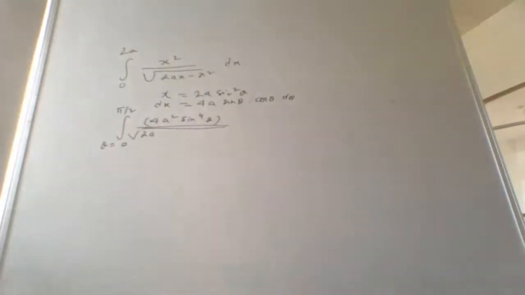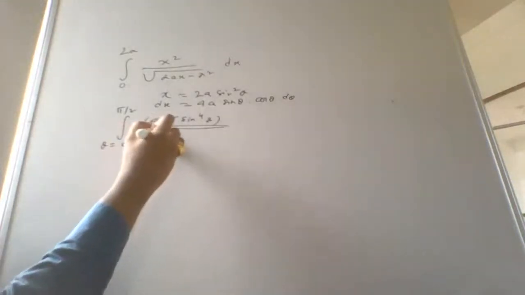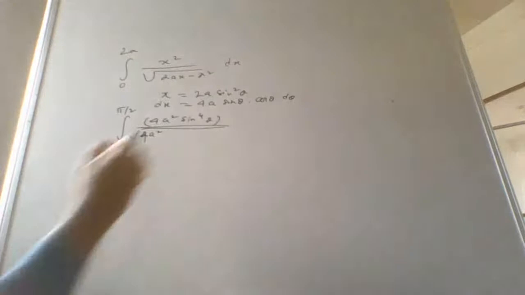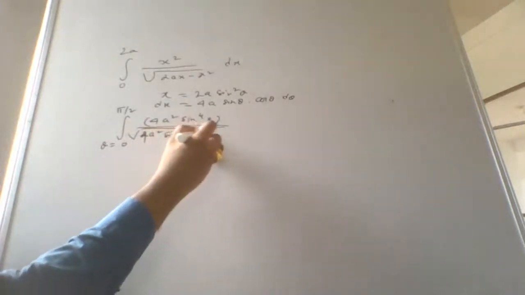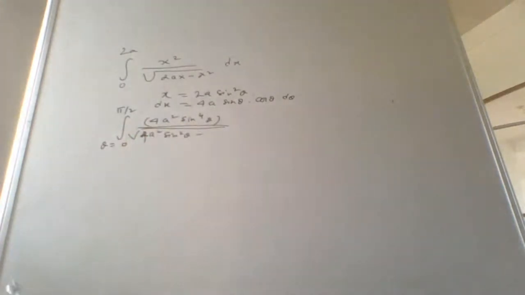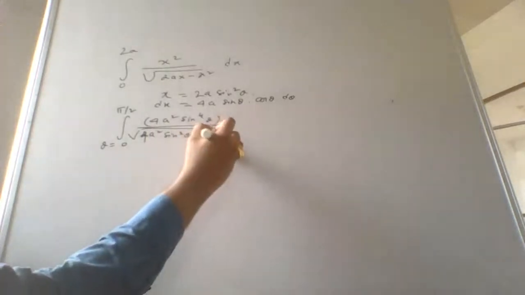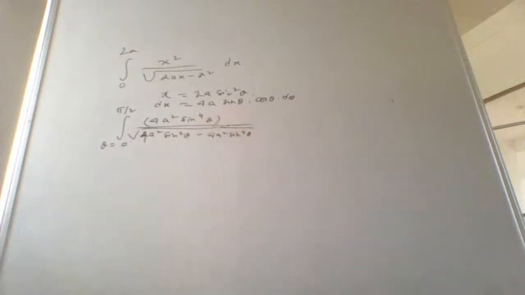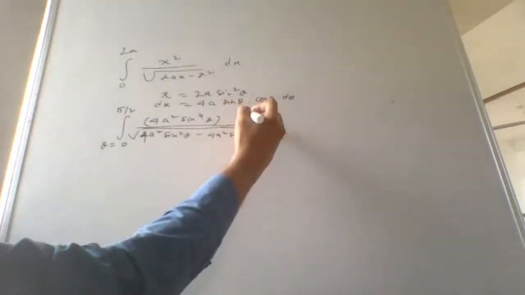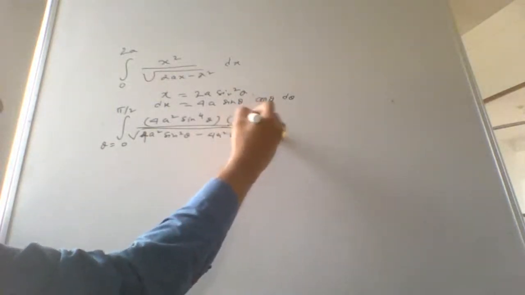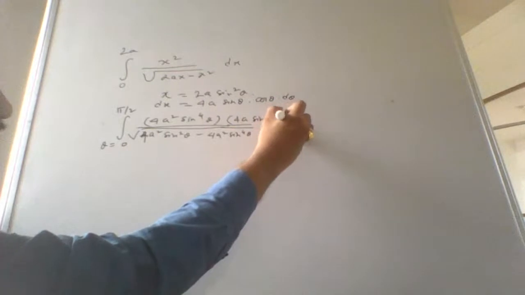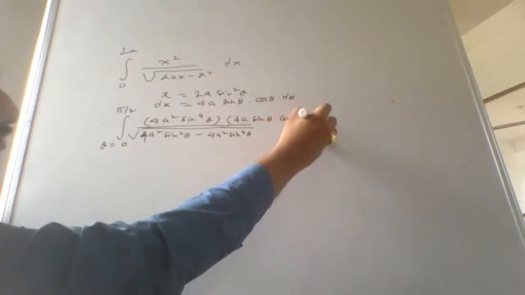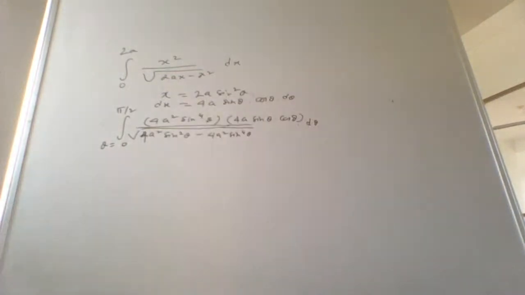I'll simplify it. It is 4a square sine square theta minus again x square, which is 4a square sine power 4 theta. And don't forget what dx is here. So let us substitute dx, that is 4a sine theta cos theta d theta. So I substituted all the things which are required now.